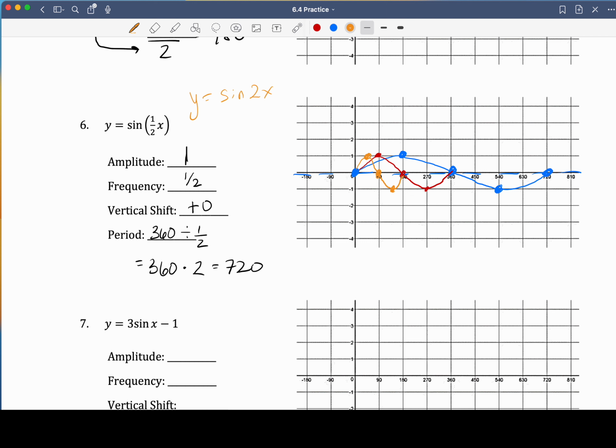So our blue graph is where our frequency is between 0 and 1, so see how it's stretched out. The red graph is where our frequency is just 1, so that's our parent function. And then the orange graph is when our number is bigger than 1. And so what it does is it shrinks it.